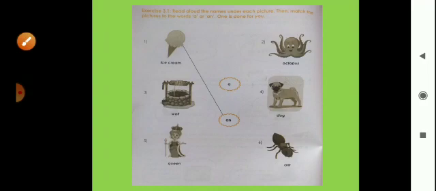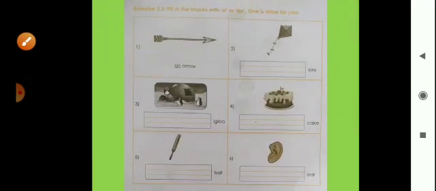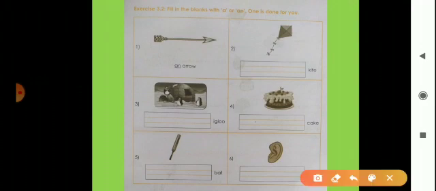Okay. Now the next exercise is here. Fill in the blanks with a or an. One is done for you. So look here. An arrow. It's first arrow because A is a vowel sound. So use an here. Then kite. K is a consonant, so use a. Then igloo. I is a vowel, so use an here.